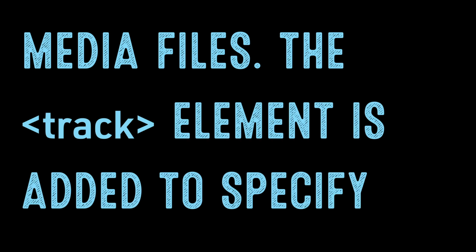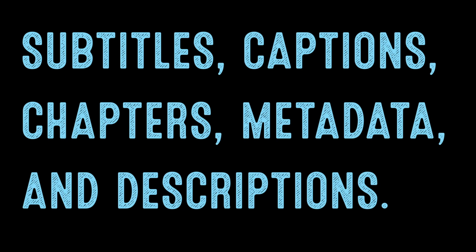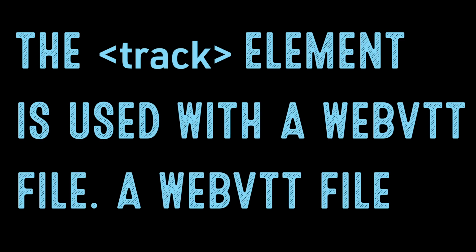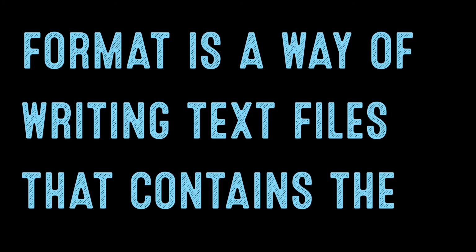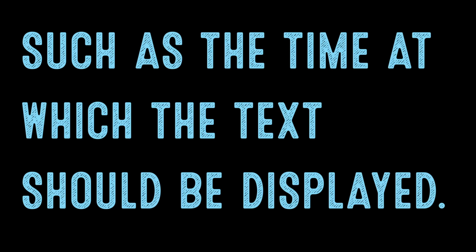The track element is added to specify timed text tracks. There are several different types: subtitles, captions, chapters, metadata, and descriptions. The track element is used with a webVTT file. A webVTT file format is a way of writing text files that contains the strings of text called cues along with the metadata, such as the time at which the text should be displayed.